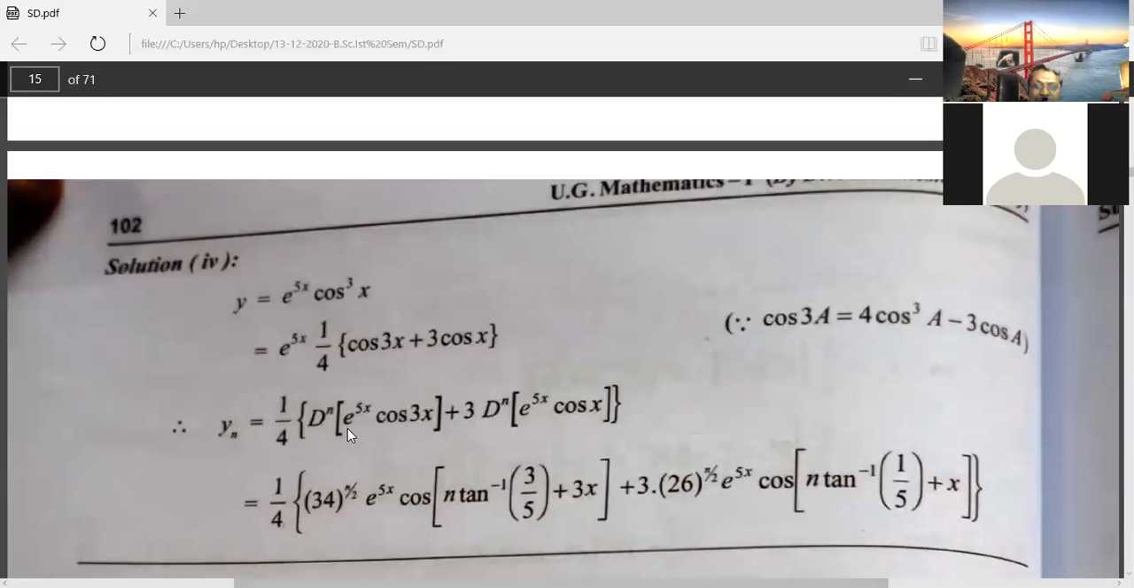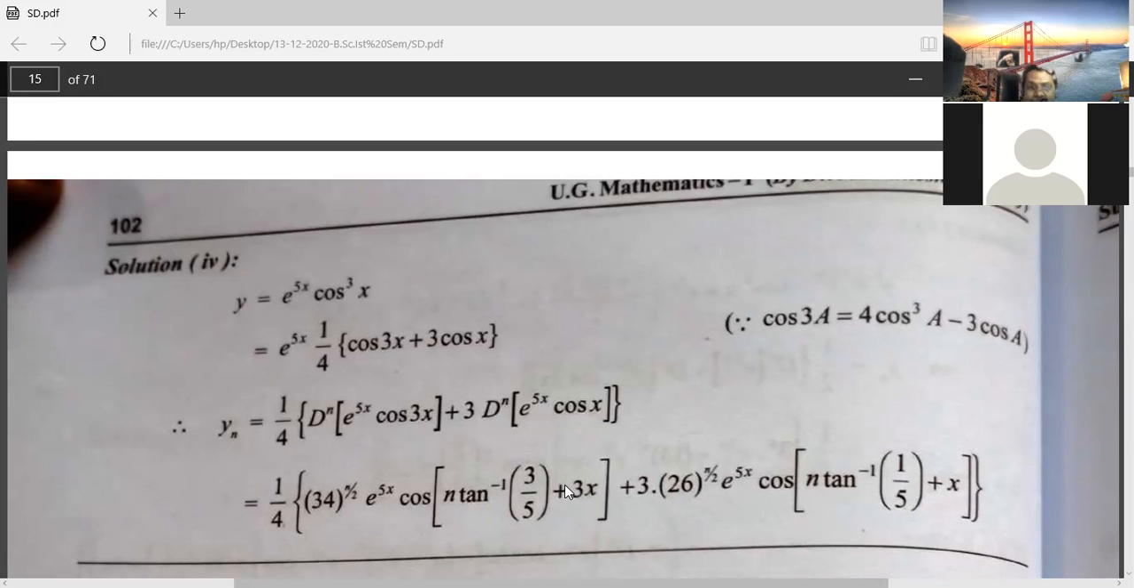Okay. Now a is equal to how much? Just see here, a is equal to 5, b equal to 3 here. If you compare with e to the power ax into cos bx, a is equal to 5, b equal to 3. a square plus b square means 5 square plus 3 square, to the power n by 2. 5 square is 25, 3 square is 9, 25 plus 9 is equal to 34, to the power n by 2, e to the power 5x into cos of n tan inverse of b by a. What is the value of b here? b is 3, a is 5, n tan inverse of b by a, plus that angle you are writing.